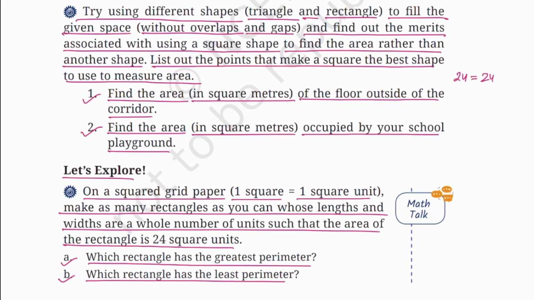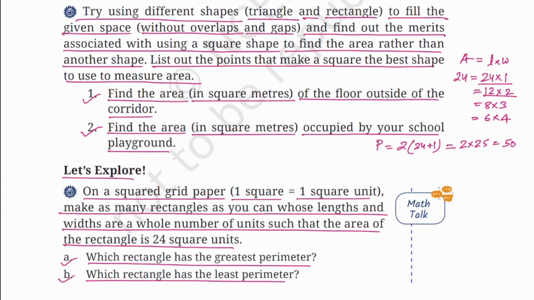24 can be written as 24 into 1. The length can be 24 and width can be 1. Similarly, it can be written as 12 into 2 or 8 into 3 or 6 into 4. Let's see perimeter in each case. In the first case, perimeter will be 2 into 24 plus 1, that is 2 into 25, that is 50 units.